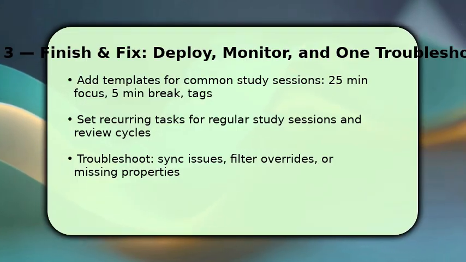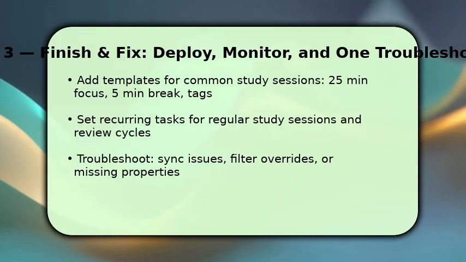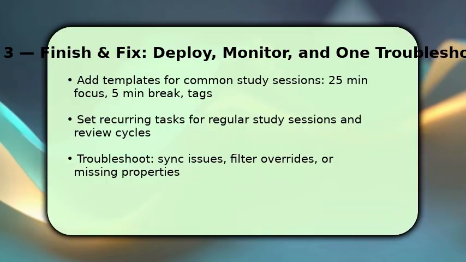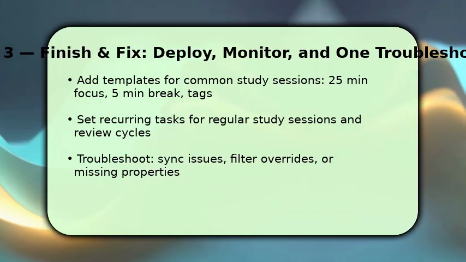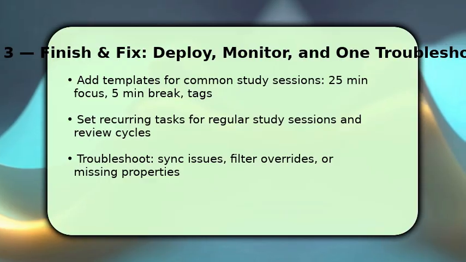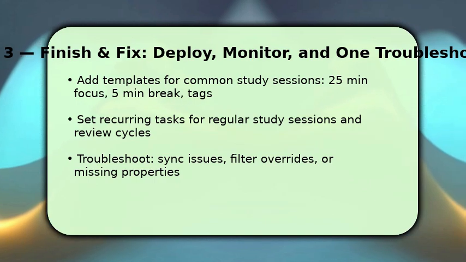Then add recurring tasks for subjects you study every week and use reminders for key deadlines. If something goes wrong, check filters first. An active filter often hides items, then confirm property types match what your views expect. Finally, test 1 full week of entries to ensure automation and views behave as intended before relying on the planner.